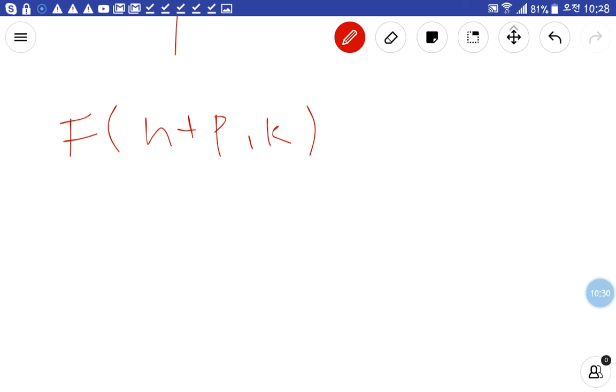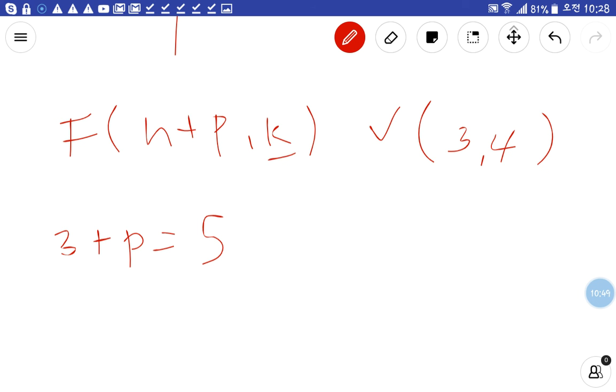So what is my h this time? I already know my h and k from the vertex, because the vertex is (3, 4). Now 3 plus p should be the same as what? The focus, which is 5. K is going to be the same anyway, so you don't really have to think about your y values, but you have to pay attention to your x coordinate. So 3 plus p equals 5. Now your p would be 5 minus 3, which is 2. That's how we find p.